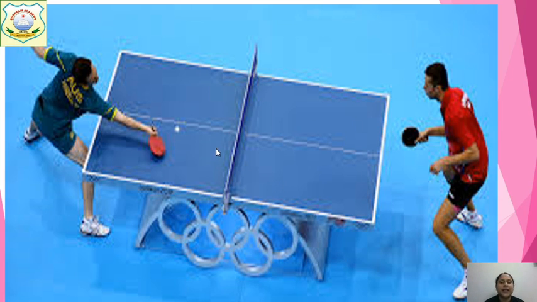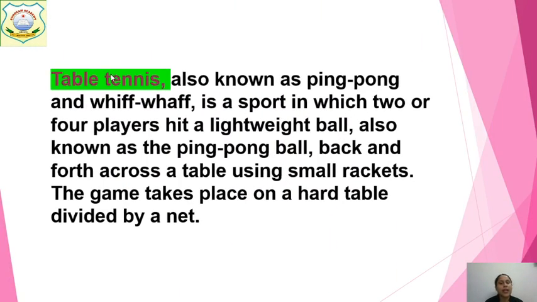Now this is a picture of table tennis. I have shown you in the previous page also. There are two players. It is played between two players on either side, and there is use of a bat, racket, and a ball. Table tennis is also known as ping pong, and whiff waff, is a sport in which 2 or 4 players hit a lightweight ball, also known as the ping pong ball, back and forth across a table using small rackets. छोटे छोटे rackets होते हैं, and there's a ball. This game is also known as the ping pong game.